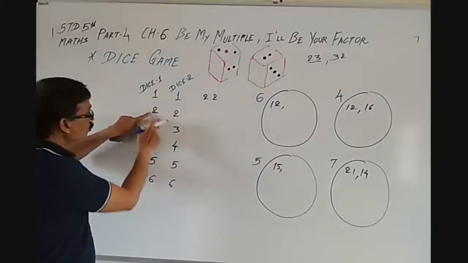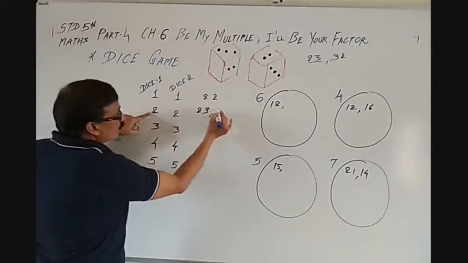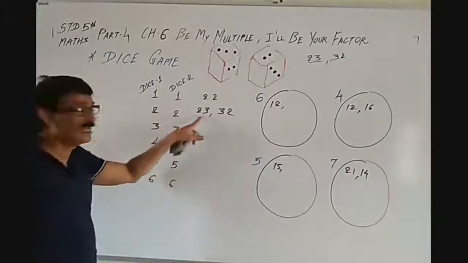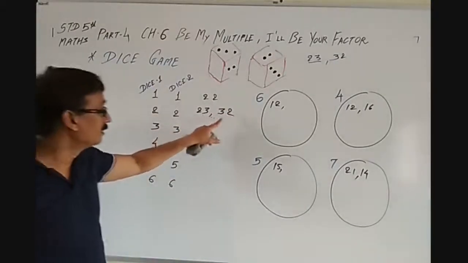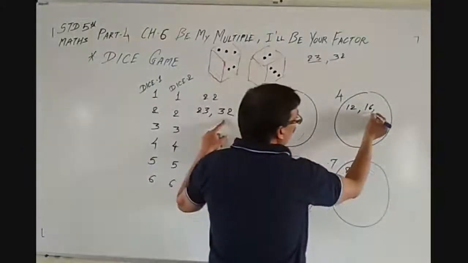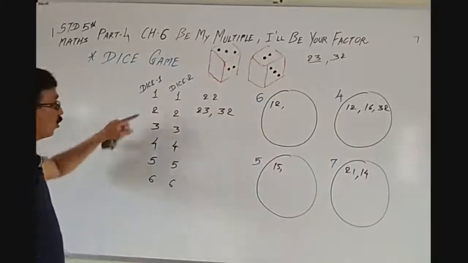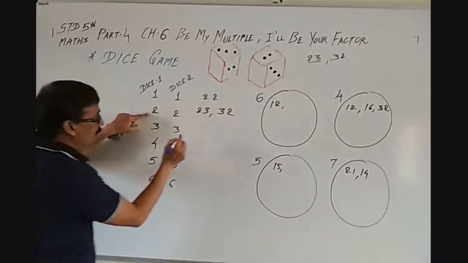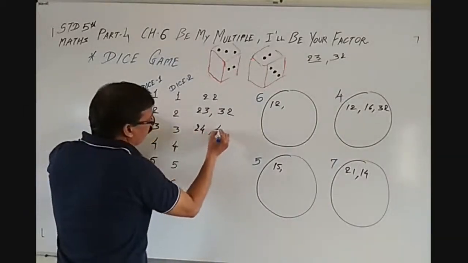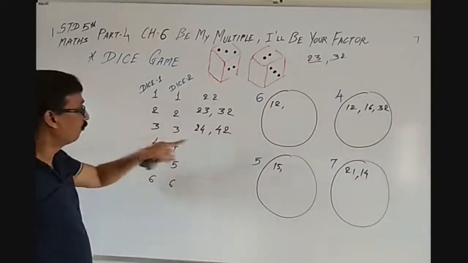No. Then 2 3 and 3 2. 23 cannot be a multiple of any number, but 32 is a multiple of 4, isn't it? Now let's go. 2 4 and 4 2.